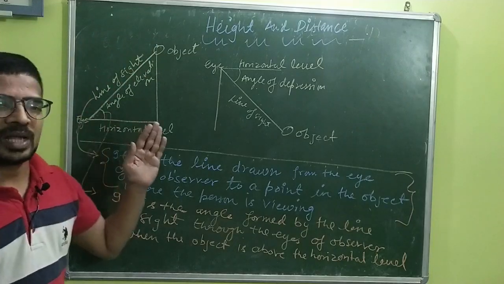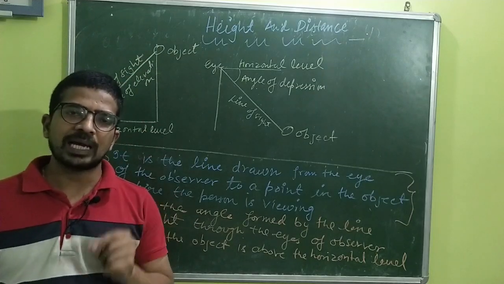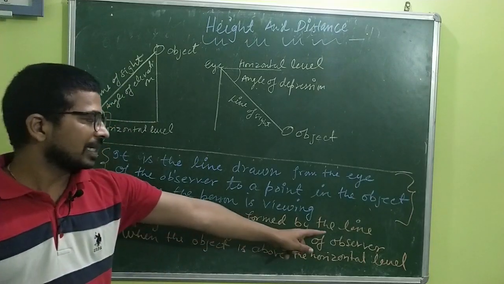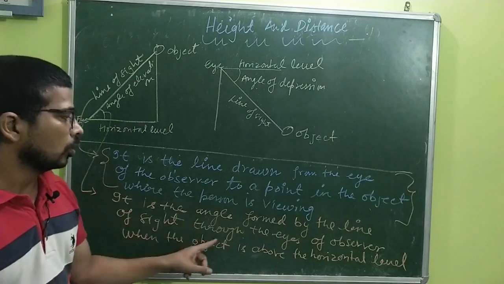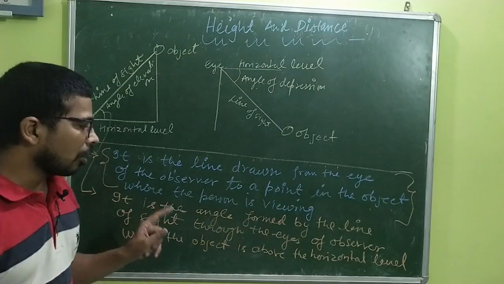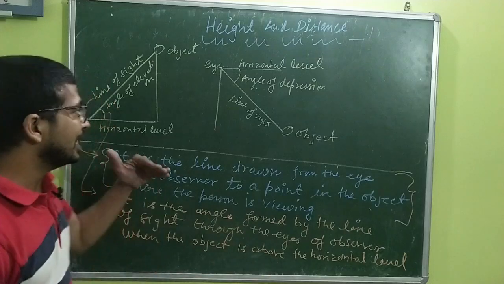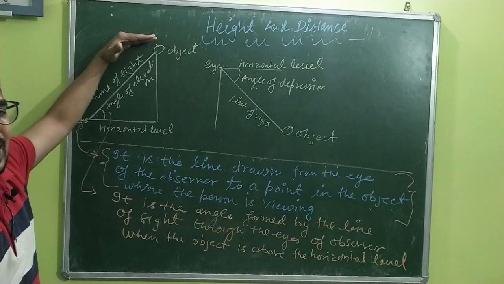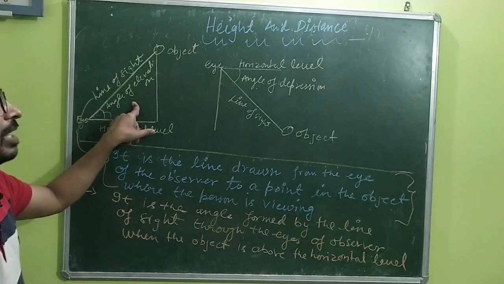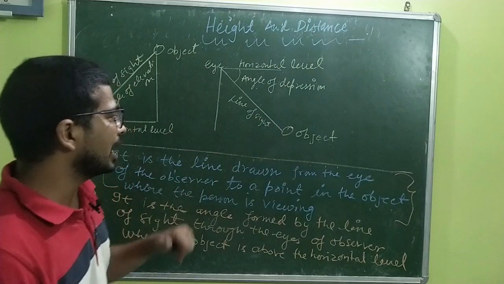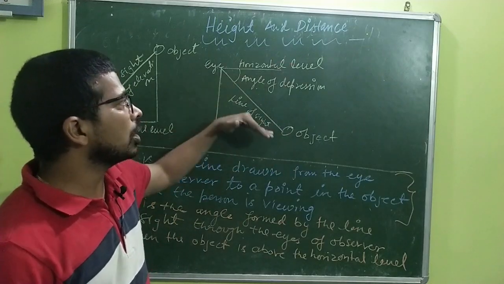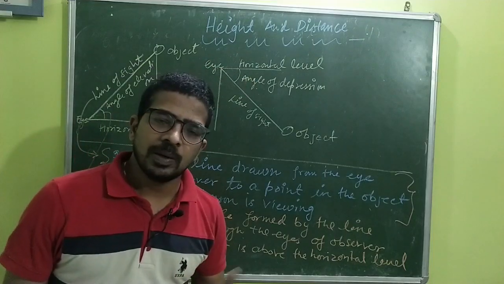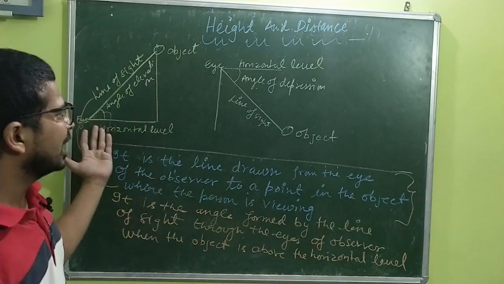Now what is angle of elevation? Angle of elevation is the angle formed by the line of sight through the eyes of the observer when the object is above the horizontal level. Very clear: when the object is above the horizontal level, you will make an angle of elevation. And similarly, if the object is below the horizontal level of the eye of the observer, it will become angle of depression. So the two things might be clear to you.